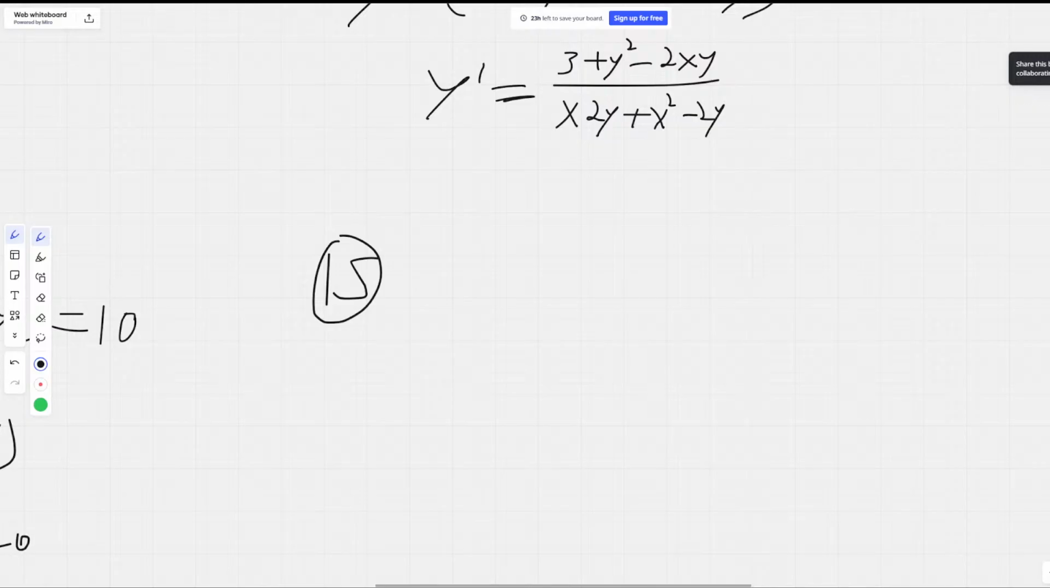I already have that somewhere else in my notes, so I'll just write 15 next to it. Which will be sine of y cubed equals 3x squared.